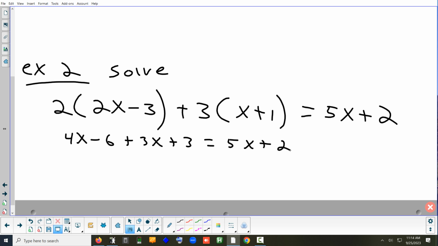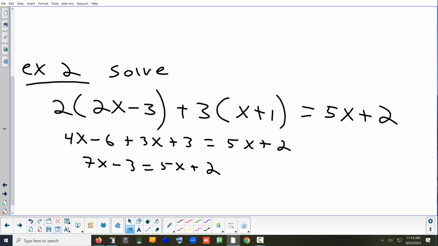Combine like terms. Yeah. Well, can you tell me what you get when you combine all your like terms on the left hand side? A 7x, and I'm pretty sure it would be a 3. Negative 3. Negative 3. All right. So now we've combined all our like terms. How about my next step?